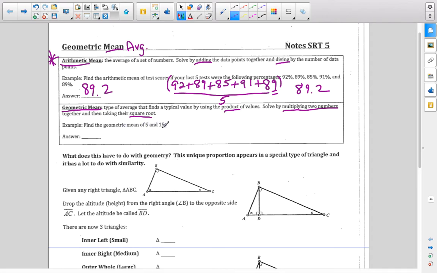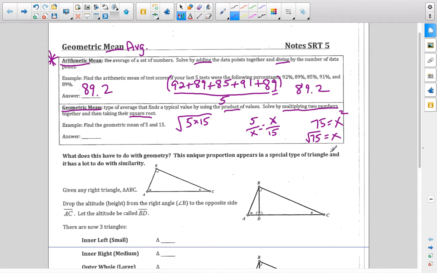So 5 times 15 is what I do first. 5 times 15, and then I take the square root. Now this looks like the proportion of 5 over some number equals some number over 15. 5 times 15 is 75 equals x times x, which is x squared. So if x squared equals 75, well then, hey, x equals the square root of 75.